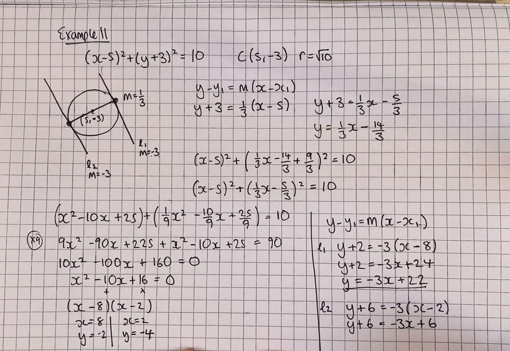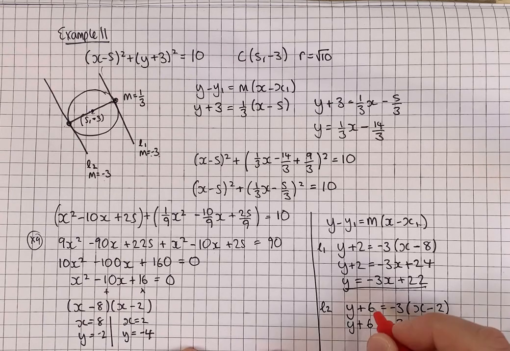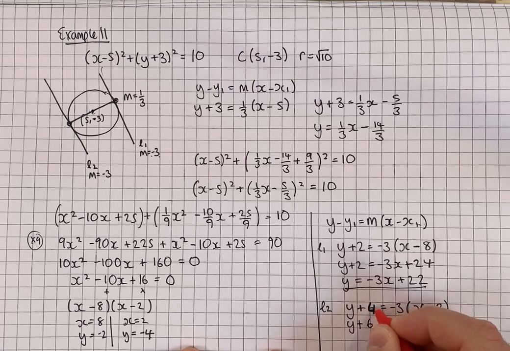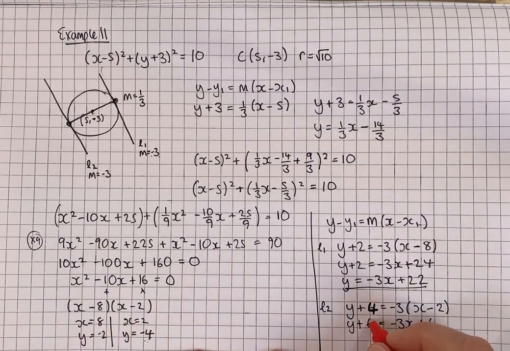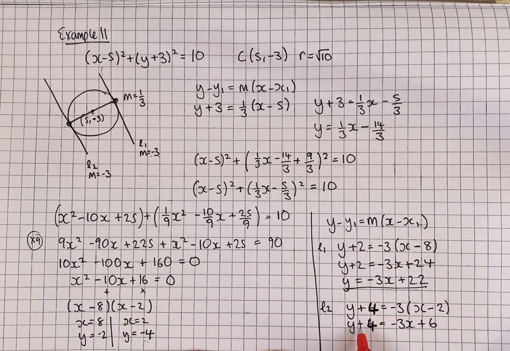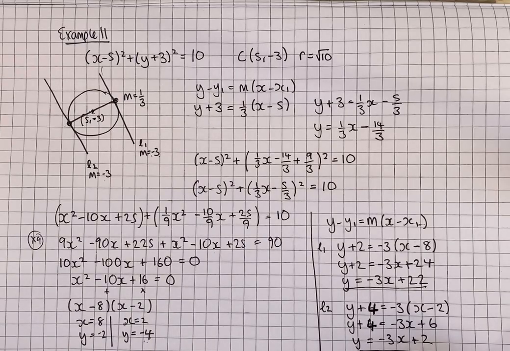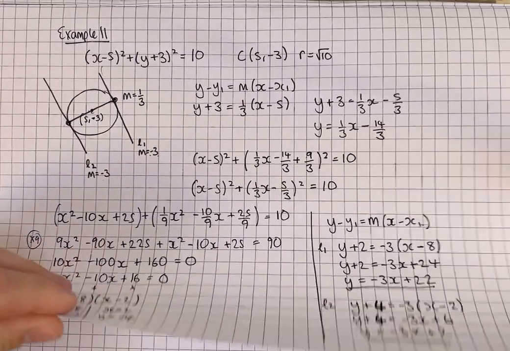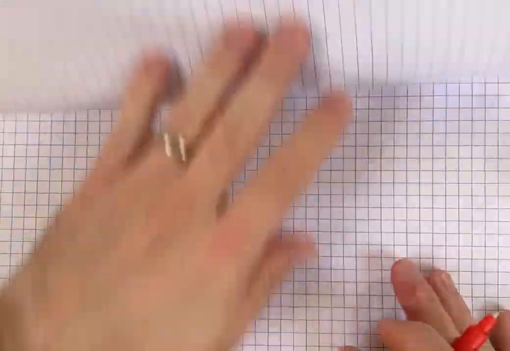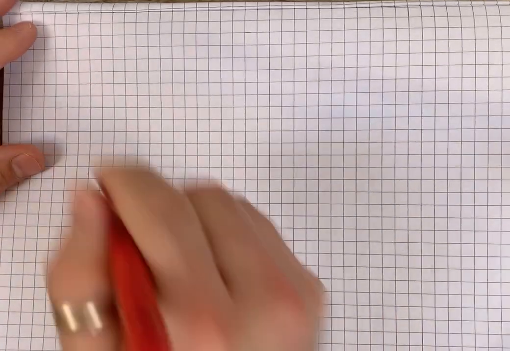And that should be a 4. The y equals 4, put 6 for some strange reason. So taking the 4 across, we get y equals minus 3x plus 2 as the second solution. It's quite a difficult question now. On to the last example. Example 12.